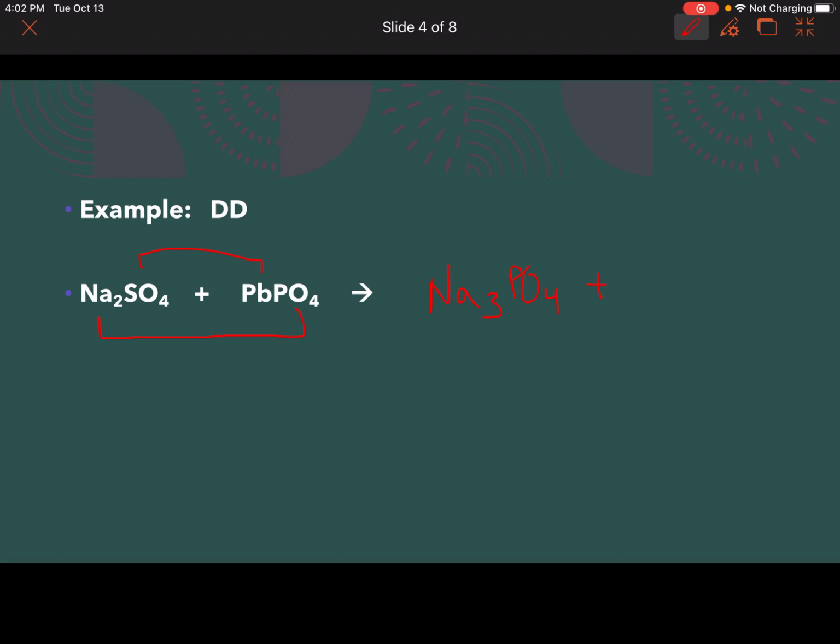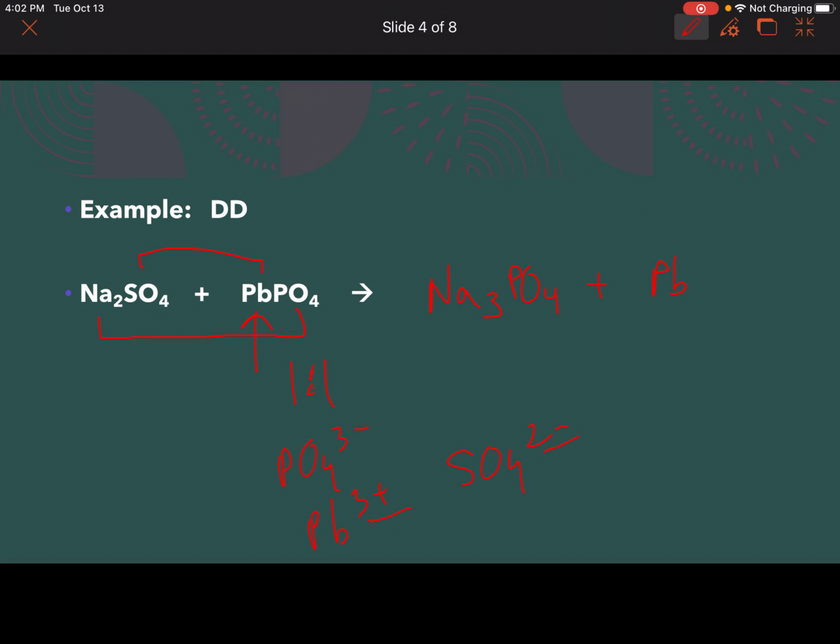Plus, and now I want to have the lead with the sulfate ion. Now the lead, how do I know what the charge is on that lead? I have to remember that it's bonded in a 1-to-1 ratio with the PO4, and PO4 is 3 minus. So that tells me that that lead has to be 3 positive. The sulfate ion I know is 2 minus. Remember, SO4 2 minus. So I've got a 2 negative and a 3 plus.